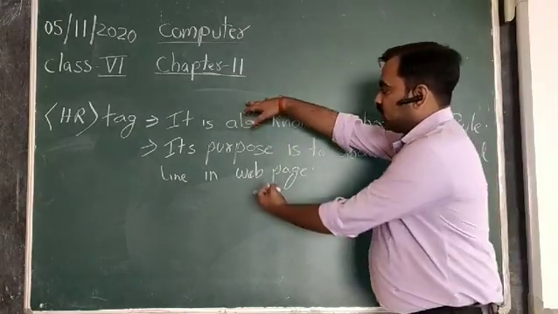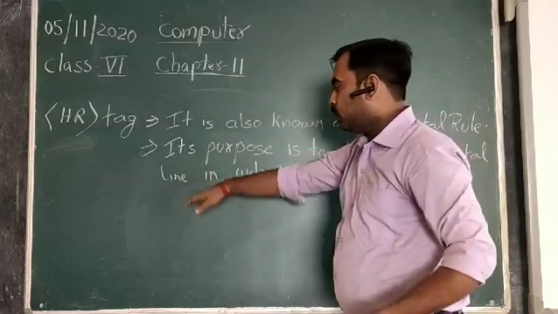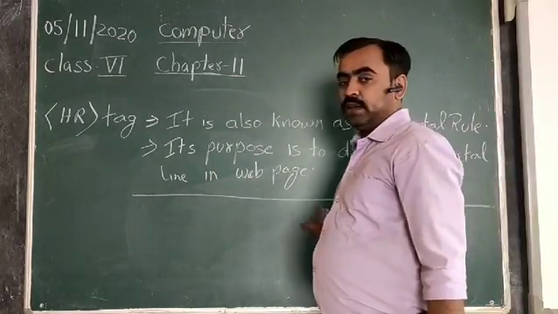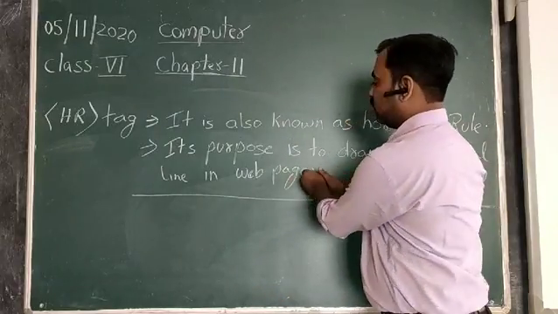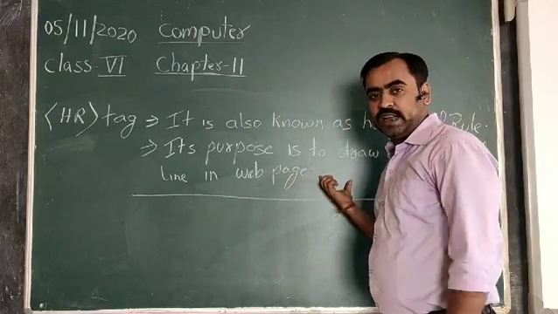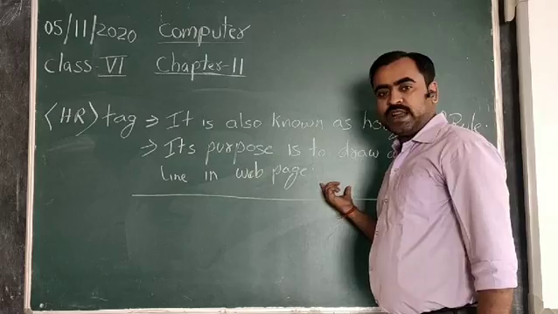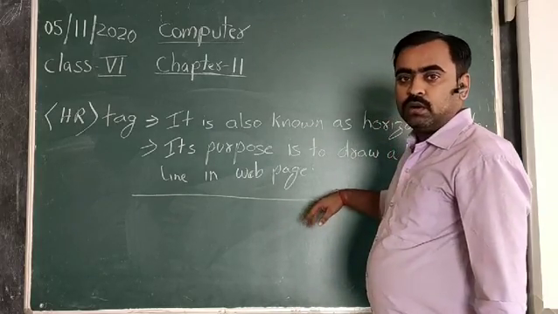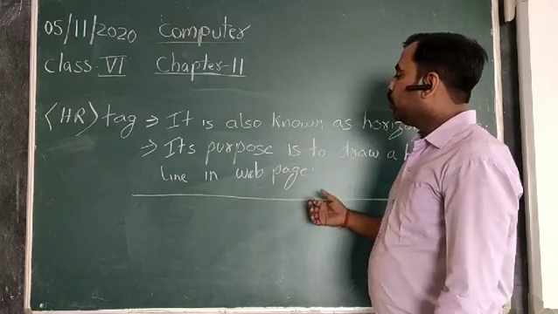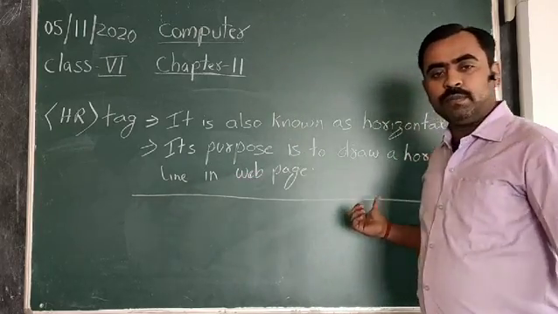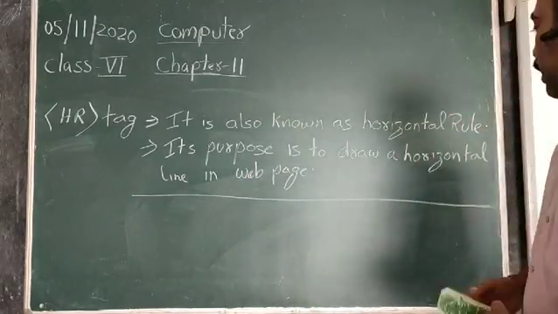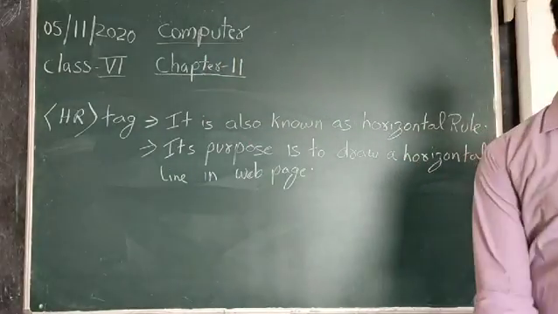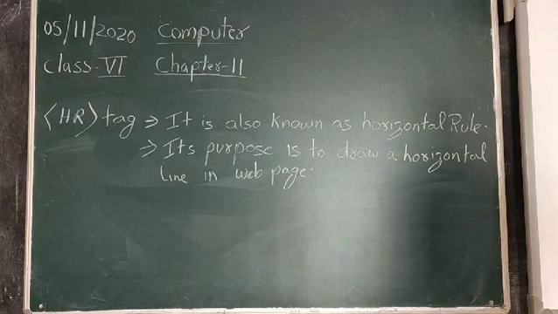Suppose this is the part you have written in your web page, and now you want to draw a line here. So just after this particular statement, you can write the HR tag. When you open the HTML document in a web browser, you can see the horizontal line displayed here. So this is the purpose of using the HR tag, the horizontal rule, in the document.